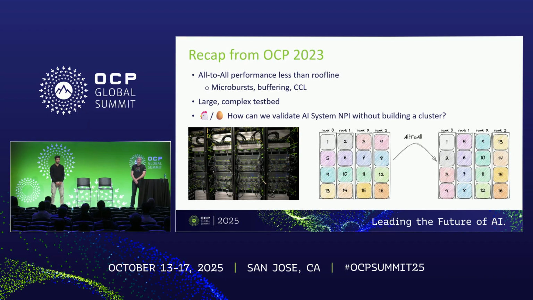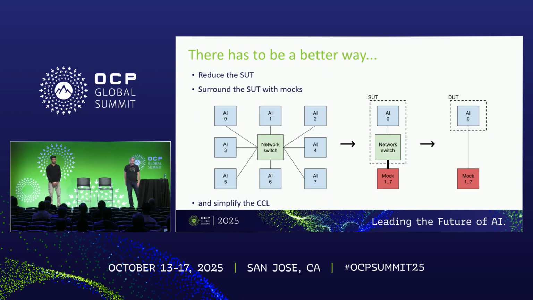So one of the calls to action there is, how do we do it better? In that test bed, we were limited to a few racks, and it was very hard to measure. How can we go about this a different way? So that's kind of the subject of this talk. There has to be a better way than we did last time. So we worked on it internally, we collaborated with Keysight, and this is what we came up with.